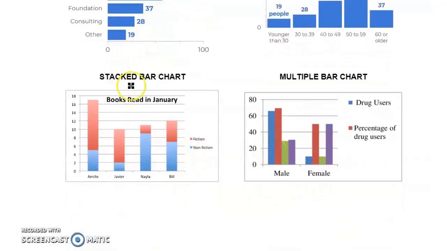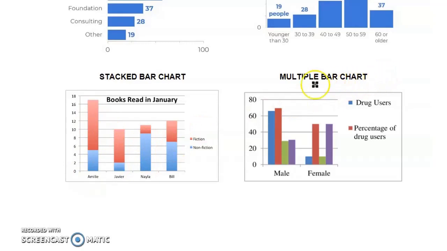Then we also have the stack bar chart here. If you can see here, in each category, it has more than one layer. For example, this one, fiction and non-fiction. Two layers or two categories. That is what is meant by a stack bar chart.